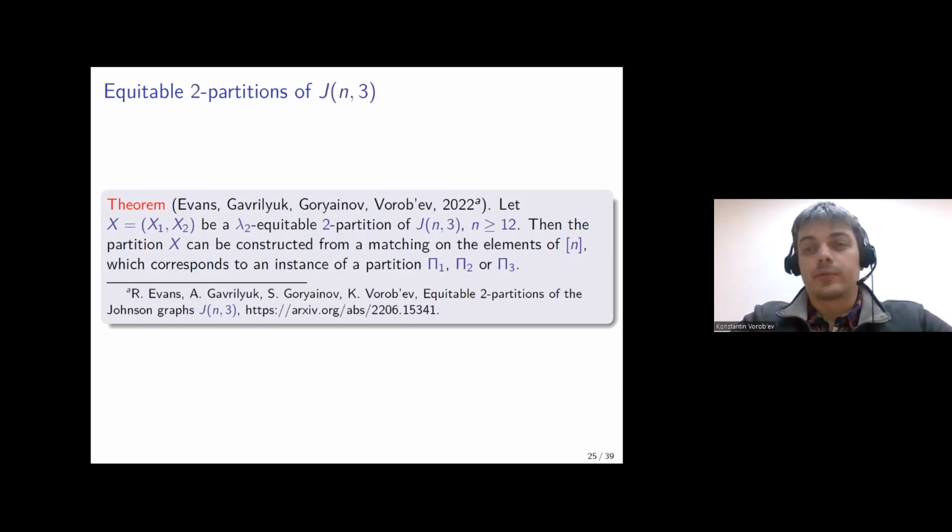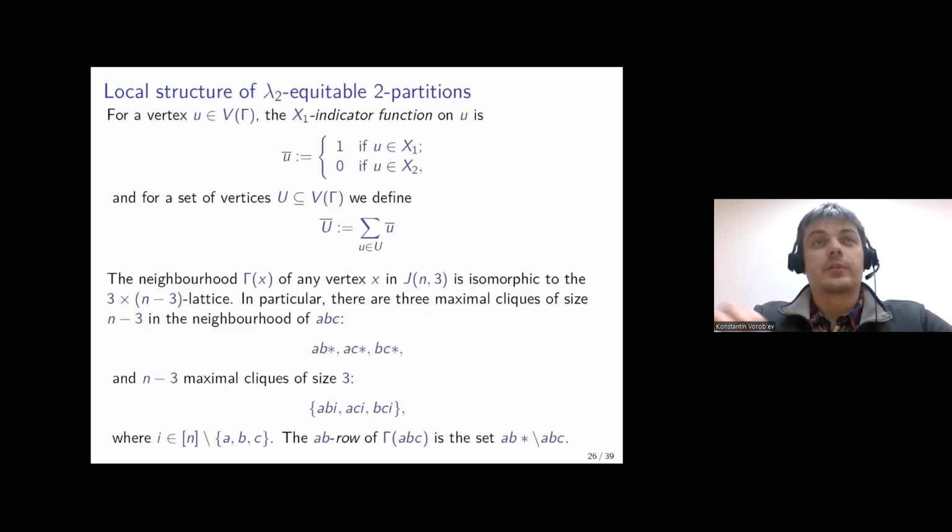And now I will talk about these approaches. So the first method is based on the so-called local structure of equitable 2-partitions. Let us define, for a vertex of a graph, an xy indicator, a function that is equal to 1 if the vertex is an element of X1, and 0 otherwise. And in the same manner, for a subset of vertices, we also define this U overlined as a sum of the corresponding functions.